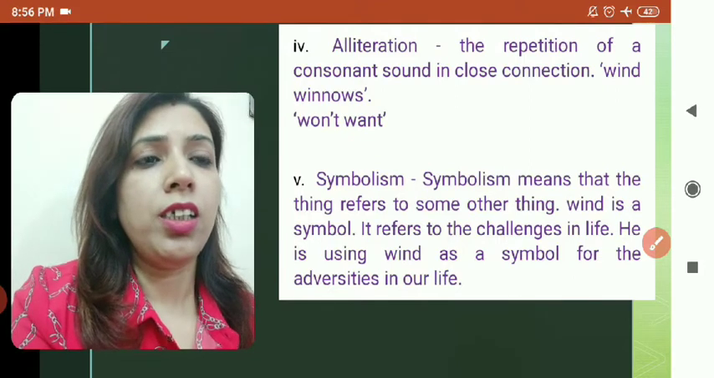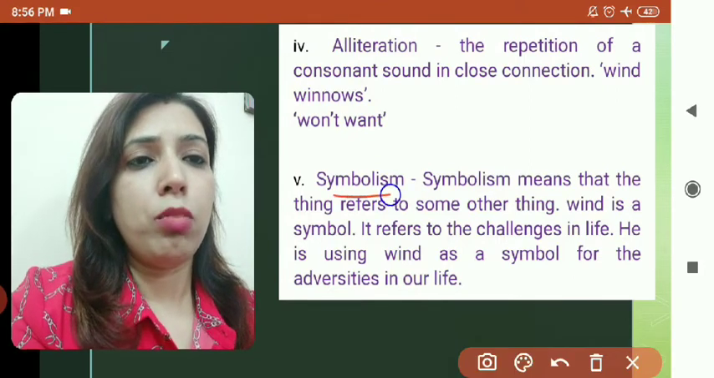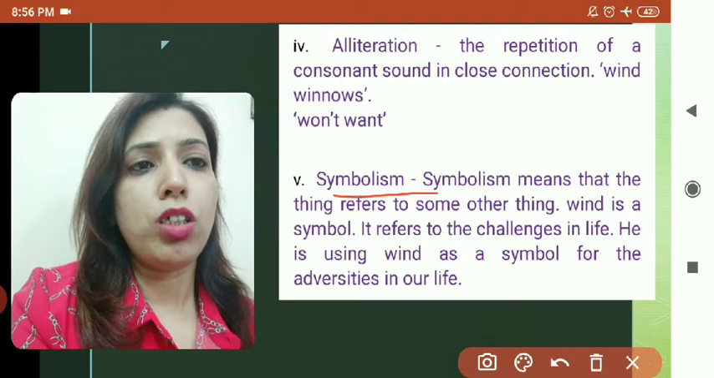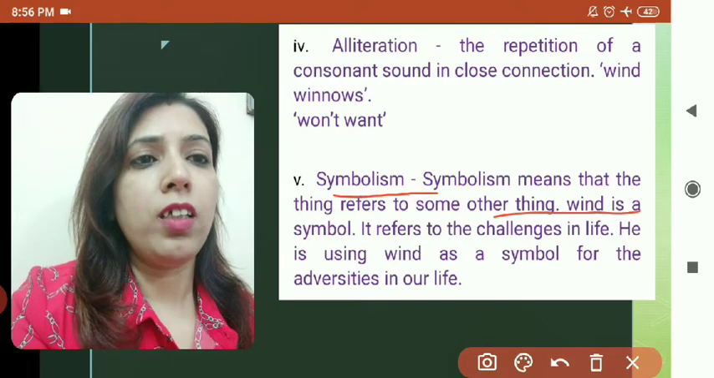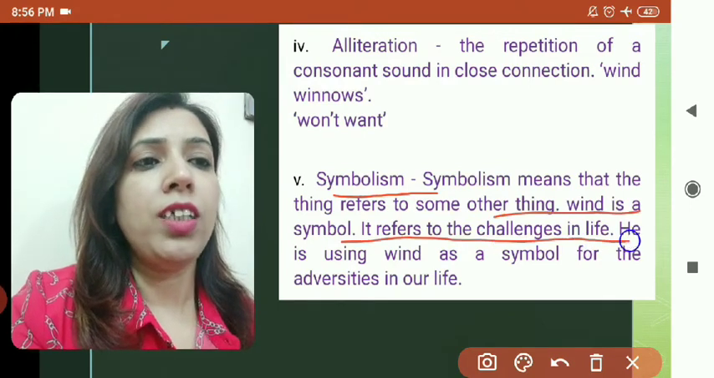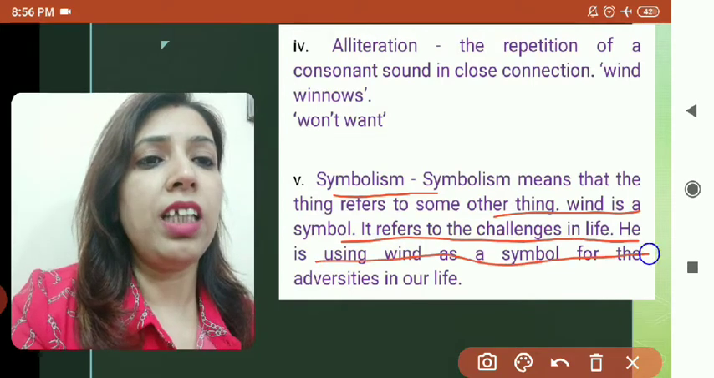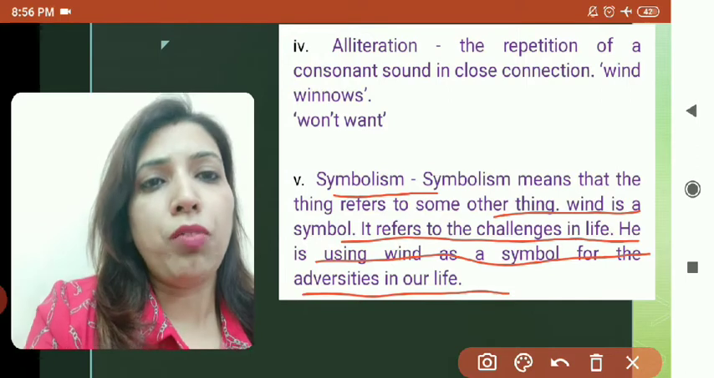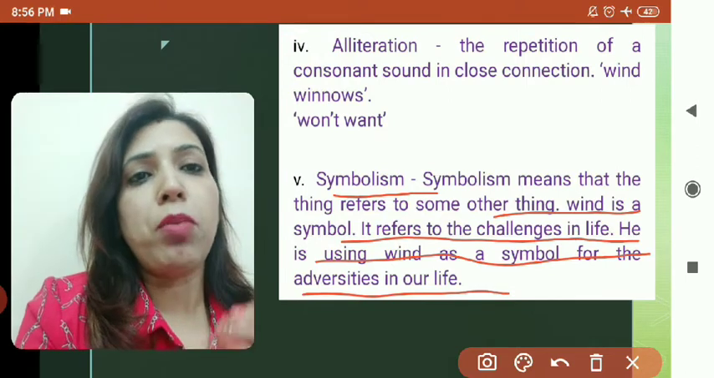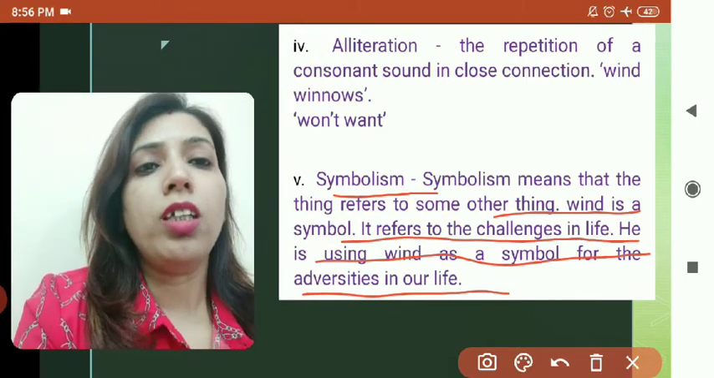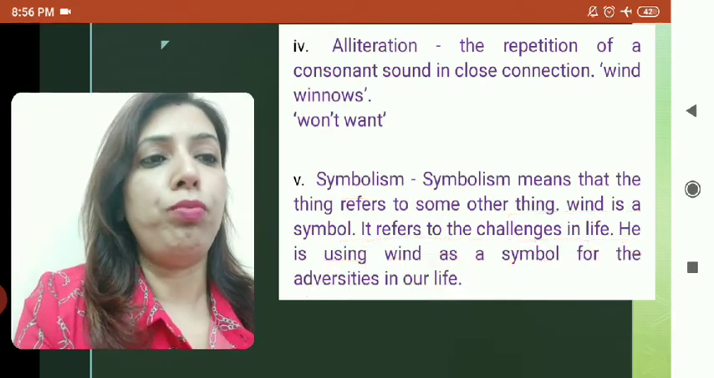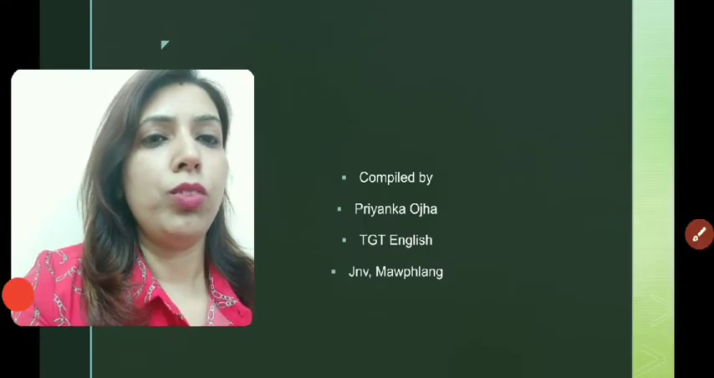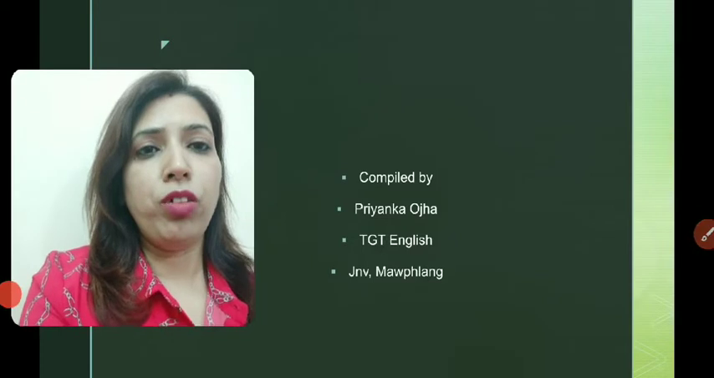Then the next poetic device is symbolism. The wind is the symbol of challenges in our life. Adversities in our life are given the name wind. That's why this is the symbol. So this completes your poem, children. Thank you.